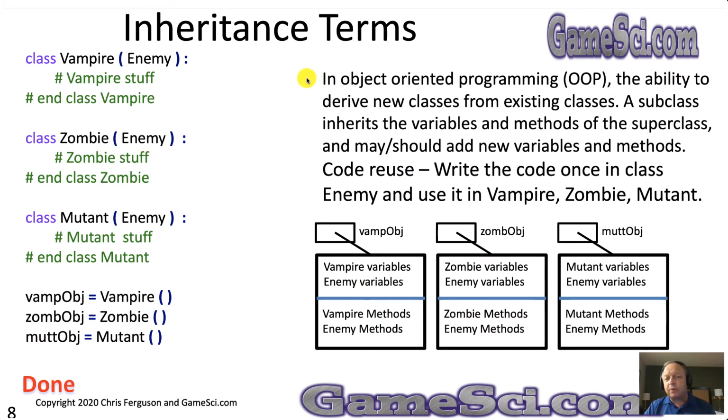In object-oriented programming, OOP, the ability to derive new classes from existing classes, a subclass inherits the variables and methods of the superclass and may, dare I say should, add new variables and methods. Students often leave out that part about adding new variables and methods. Now why do we do this? Code reuse. We want to write the class once in Enemy and use it in Vampire, Zombie, and Mutant. When we inherit variables and methods from Enemy, the classes Vampire, Zombie, and Mutant can be shorter, more compact, and easier to write.